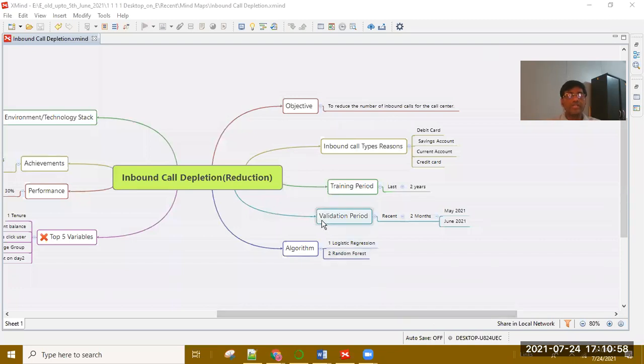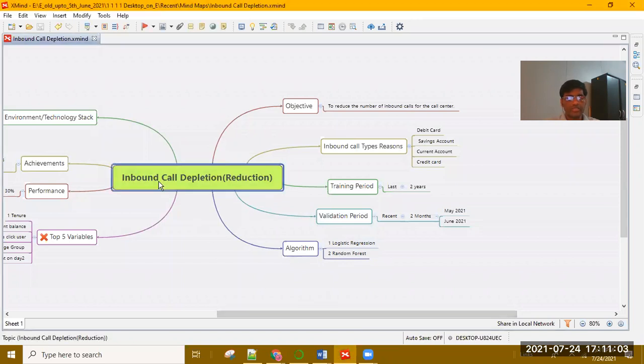Hi everyone. In this session, we are covering one of the banking projects. The project name is inbound call depletion. Depletion means reduction, which means reducing the inbound calls. Inbound call means incoming calls to the bank.